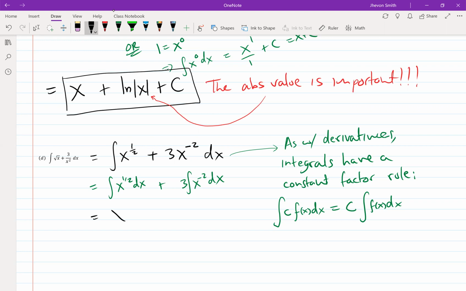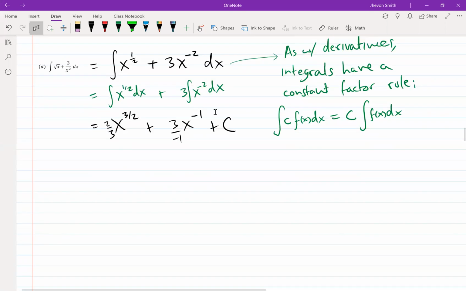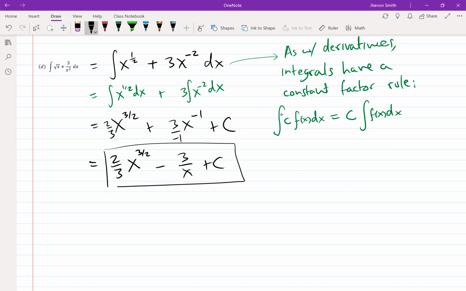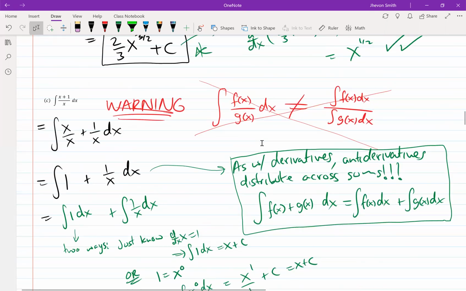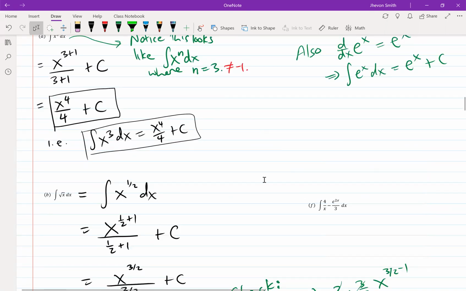So for this one, again, add 1 to the power, divide by the new power, plus this one, you're going to add 1 to the power and divide by the new power, plus c. Always a plus c when you have an indefinite integral. And so this guy is 2/3 x to the 3/2 minus, well, 3 over x. And again, you could double check this. You could actually differentiate this and see that you would get the original. I shall leave it to the reader to verify. Let us get through these other ones down here. Let's get through these 2 examples here.